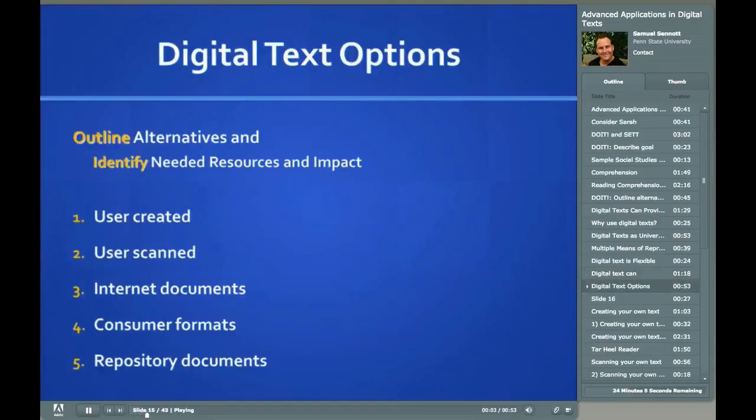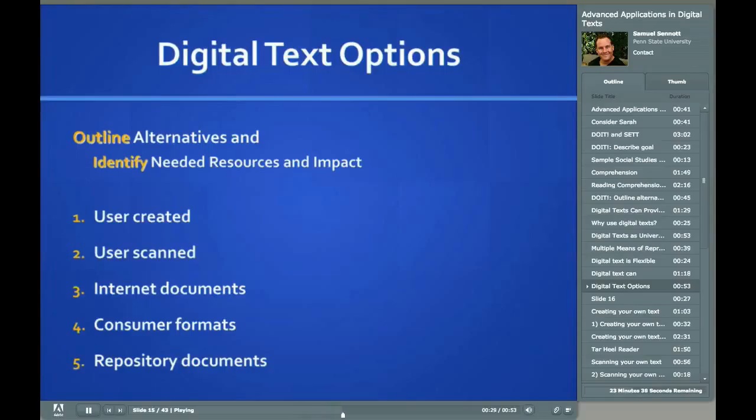As we move forward in considering some specific digital text options, we go back to the Do It model, and we're going to be outlining alternatives and identifying needed resources and considering the impact. We have 5 different types of digital text to consider. The first is user-created text. The second is user-scanned text.